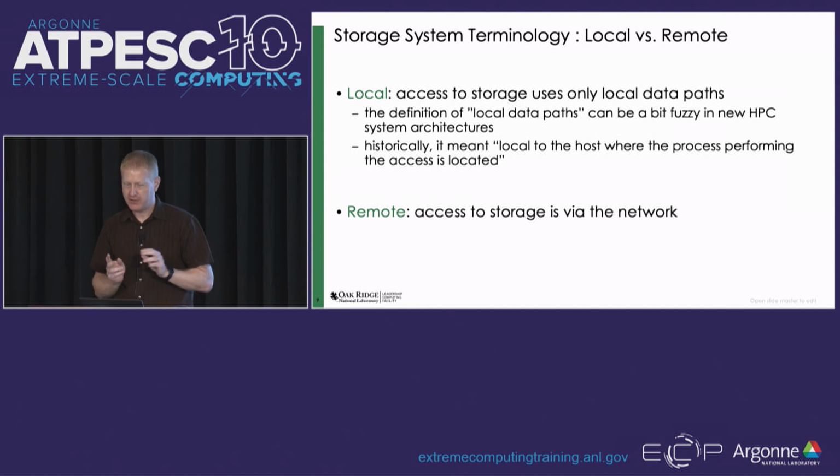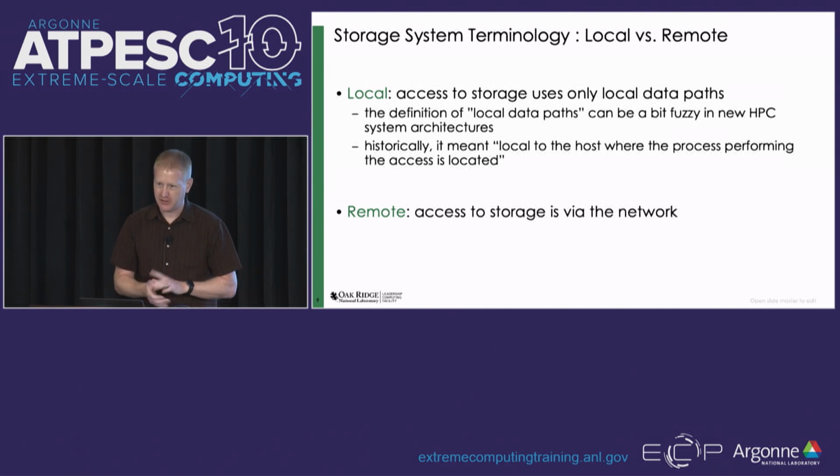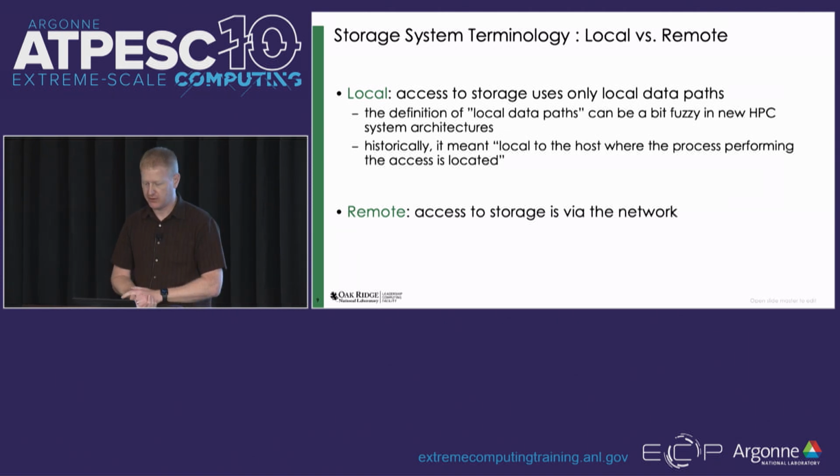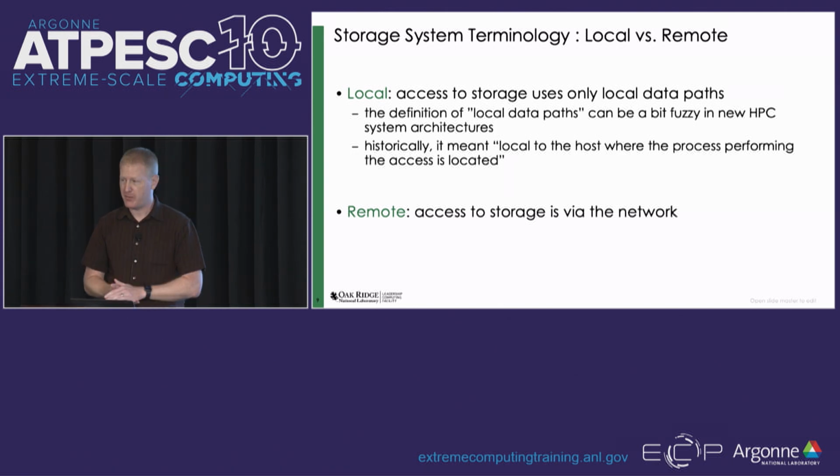So your definition of what's a local data path may differ from somebody else's definition. But historically, when we say it's local storage, it's I'm running here and it's mounted. I can see it here. I don't need to do anything to access it. And remote is, yes, I'm going to access all my storage via a network connection. So the data is transmitted over the network.